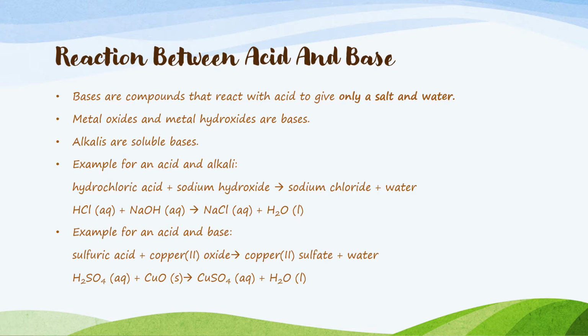Okay, reaction between acid and base. Usually in the reaction between acid and base you only get two products, which are salt and water. A base is usually a metal oxide or metal hydroxide. I think previously we already learned about bases and the definition of a base.